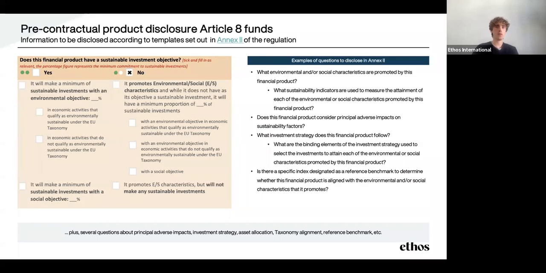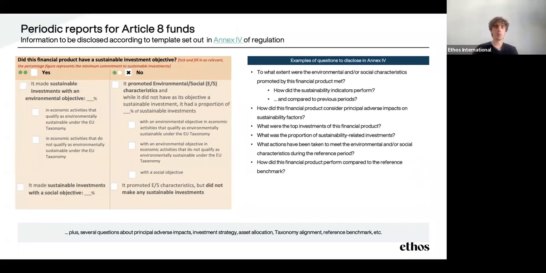This is just the same template expressed, but here to show that you have to report also how you achieve these targets. If they were achieved, if you actually completed what you set out to do. So this is a historical template. It promoted environmental and social characteristics. And while it did not have as its objective a sustainable investment, it had a proportion of sustainable investments in these areas. It promoted E/S characteristics, but did not make any sustainable investments.